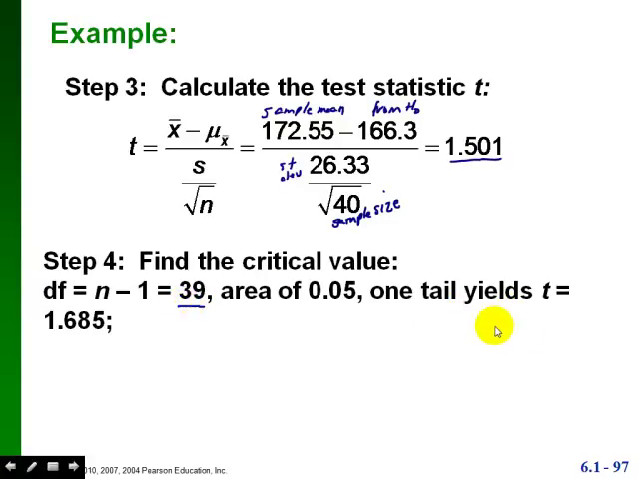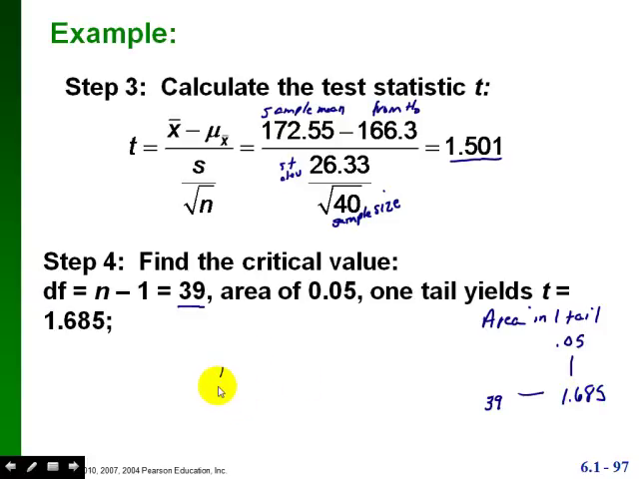And what we want to look at is, since we have a one-tailed test, we want to look in our table where it says area in one tail, and the area that we want is 0.05. So that's the column that we'll look in. We'll look in the row that says 39 degrees of freedom, and that gives us a critical value of 1.685.